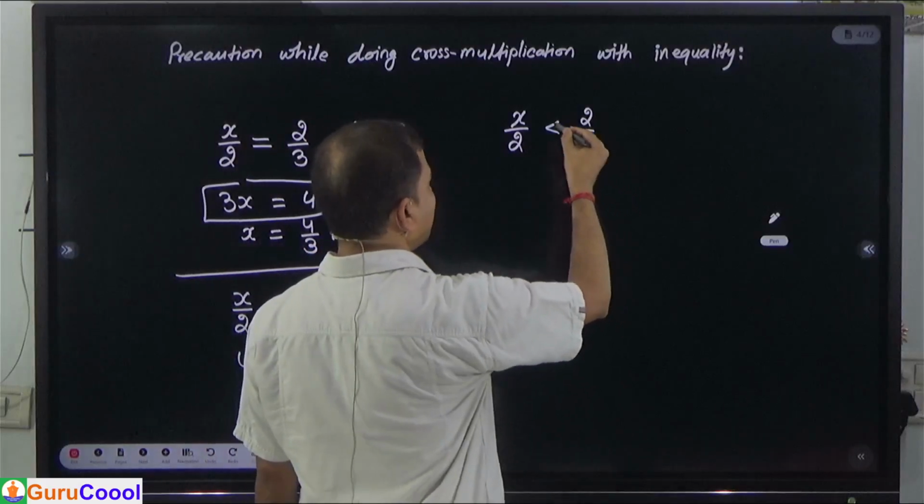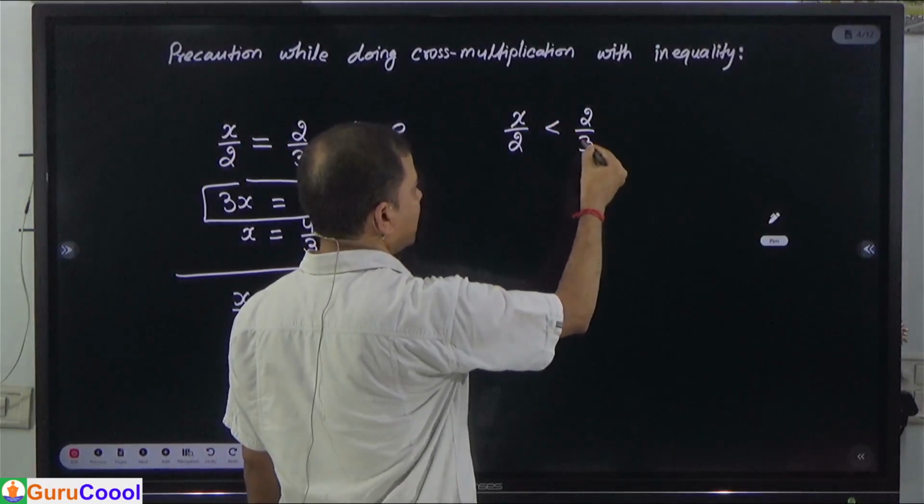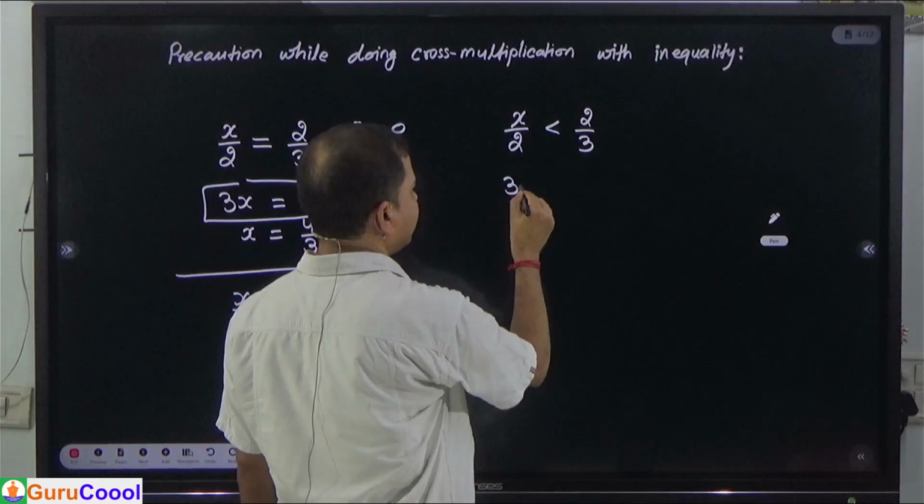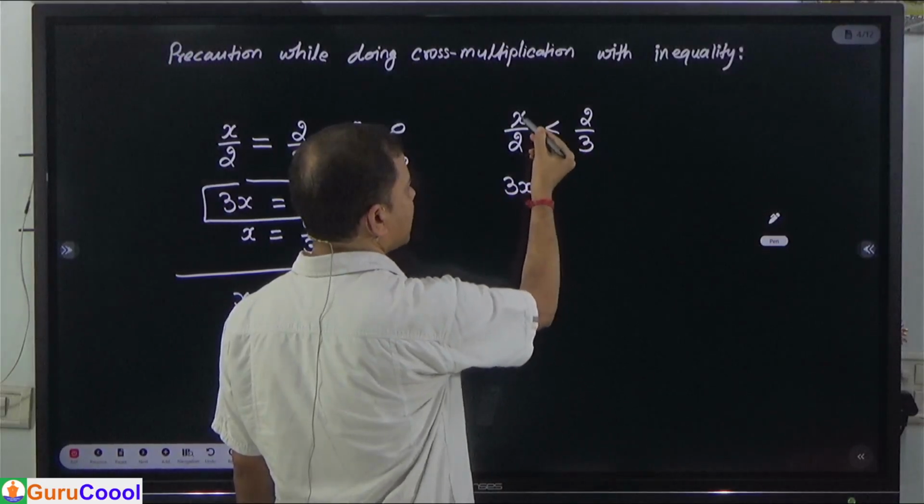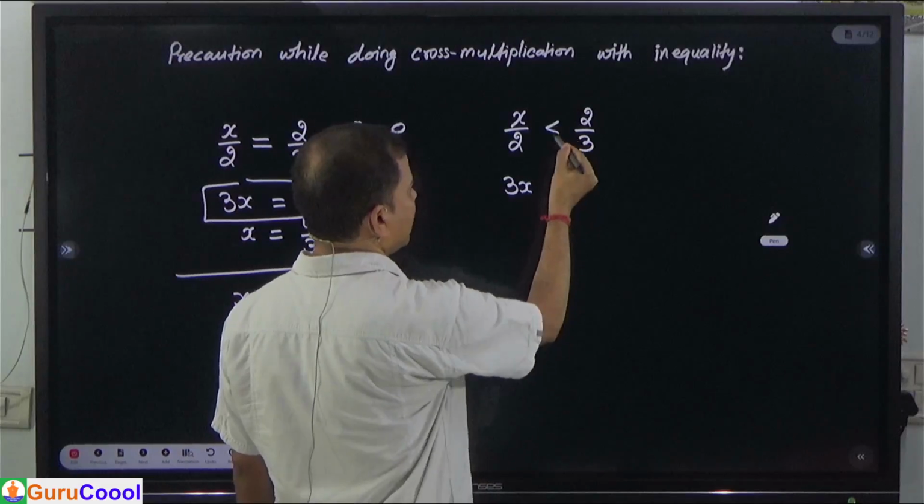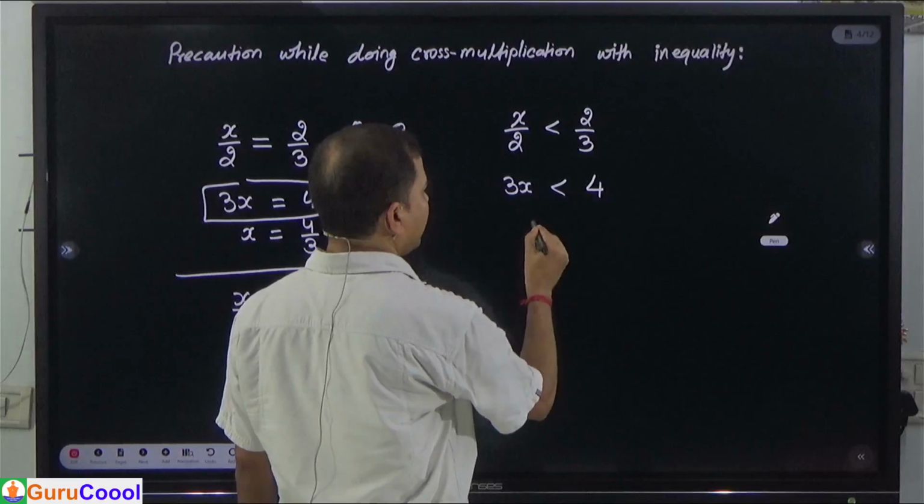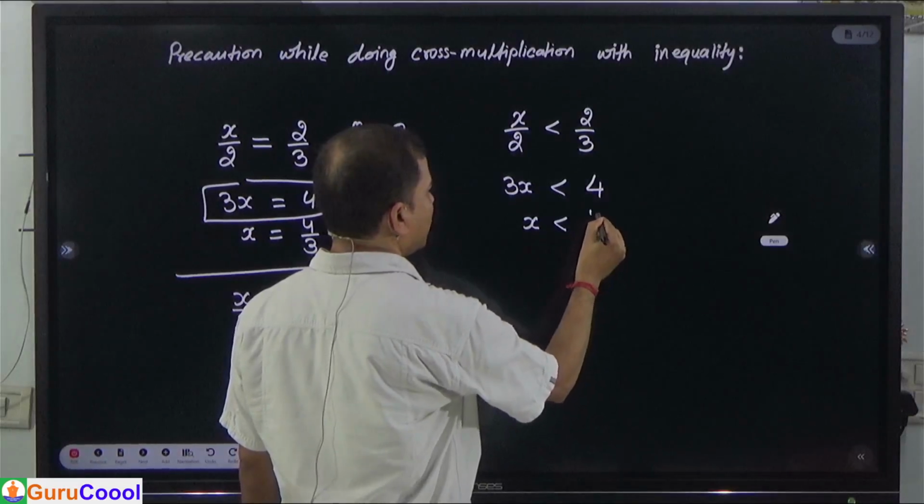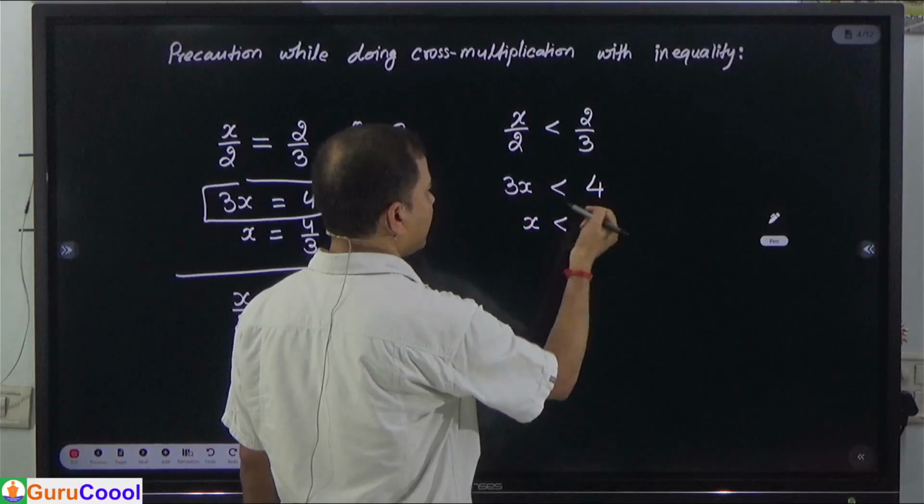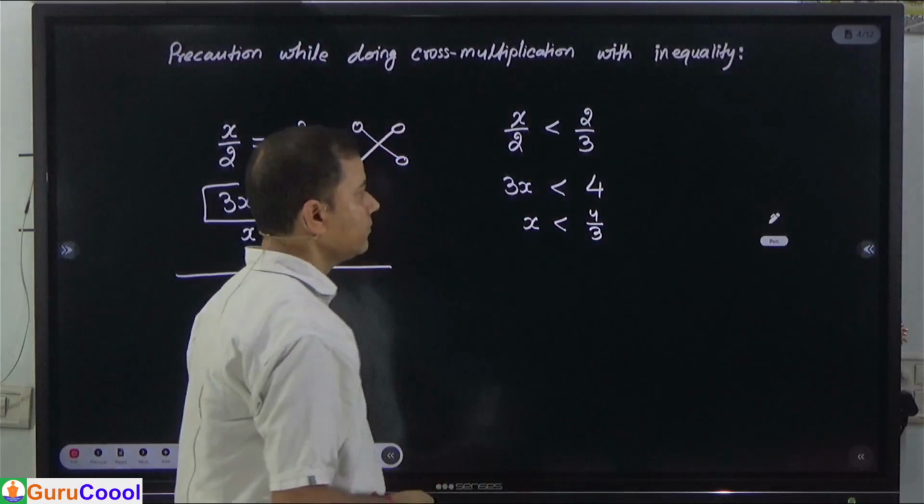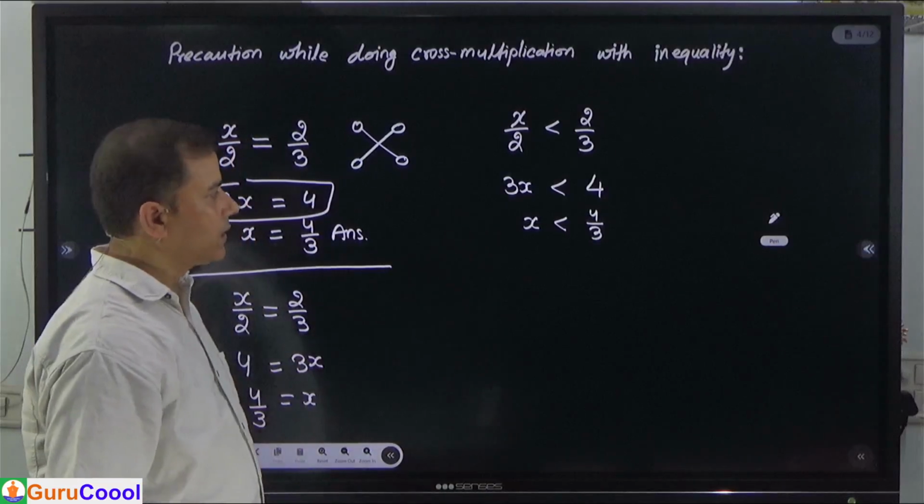First, I'm going to go with 3x on the left side. 3 times x on the left, inequality sign same, 2 times 2, 4, and then we get 3x lesser than 4. We divide by 3 both sides. We get this result, x is lesser than 4 by 3.